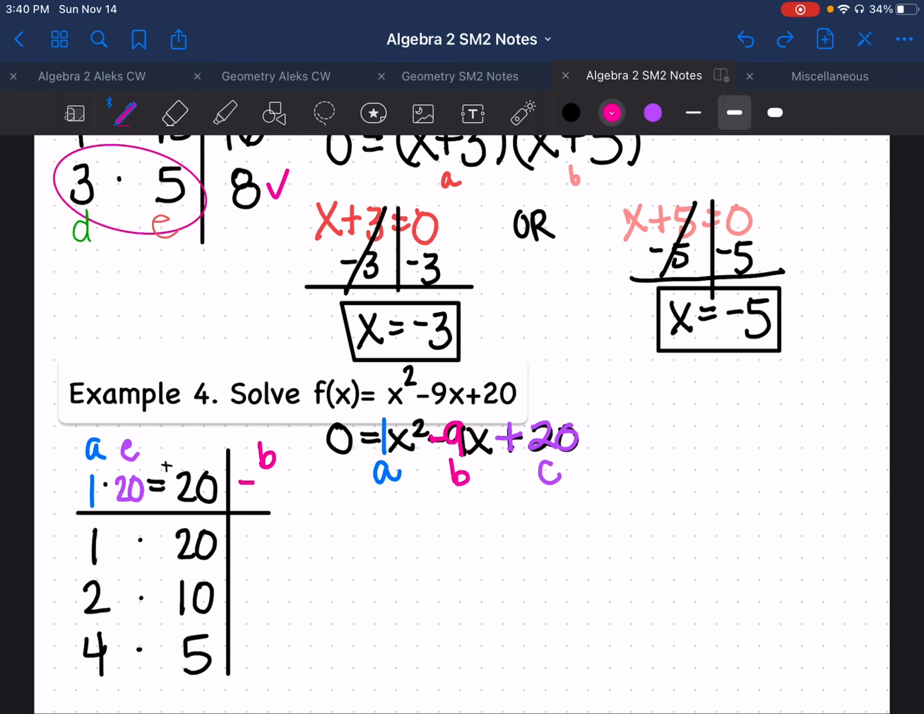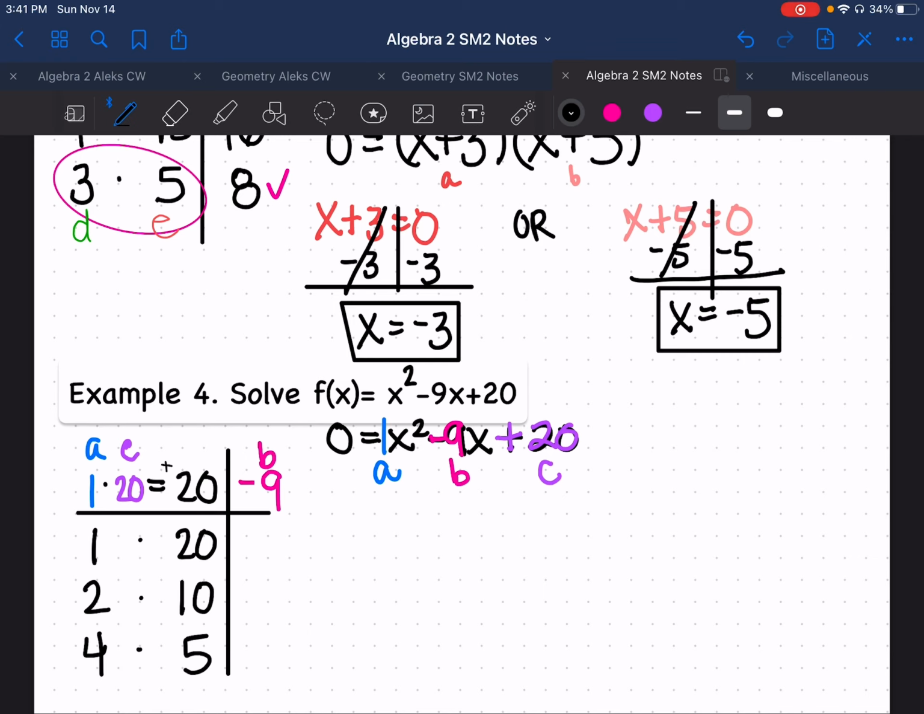Oops, held it too long. There we go, -9. Now, I have to make it negative. The only way to do that is to make them both be negative.